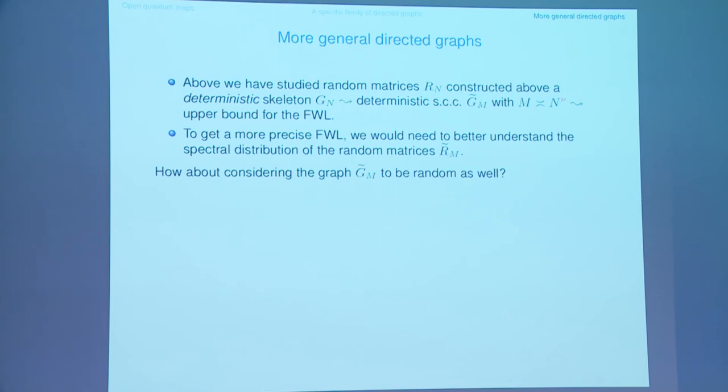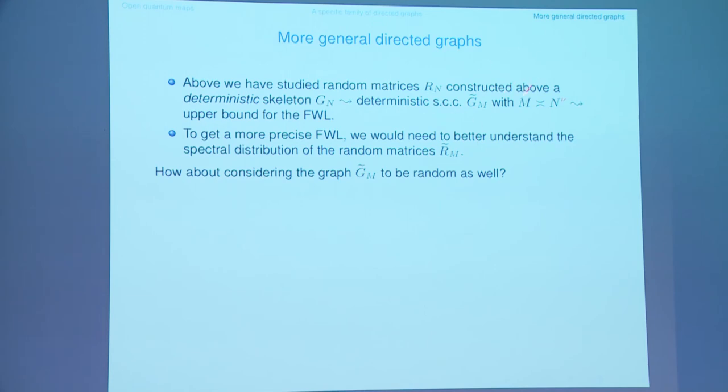Okay, but I don't randomize the big one, because I don't take a general directed graph on n nodes. I want to randomize the small one, which is this strongly connected component. So this d tilde m already has a dimension m of the order of n to the nu.